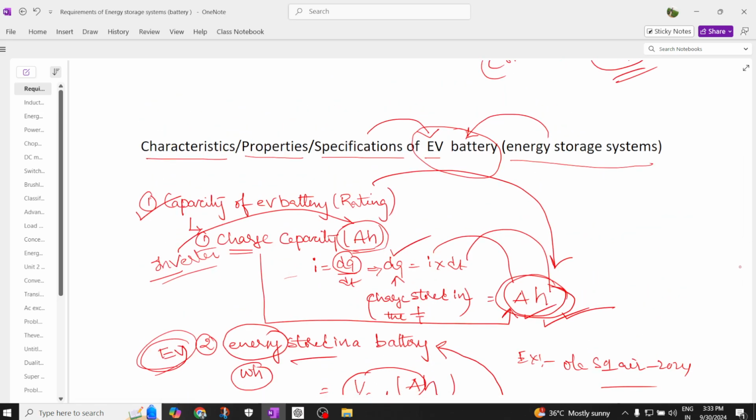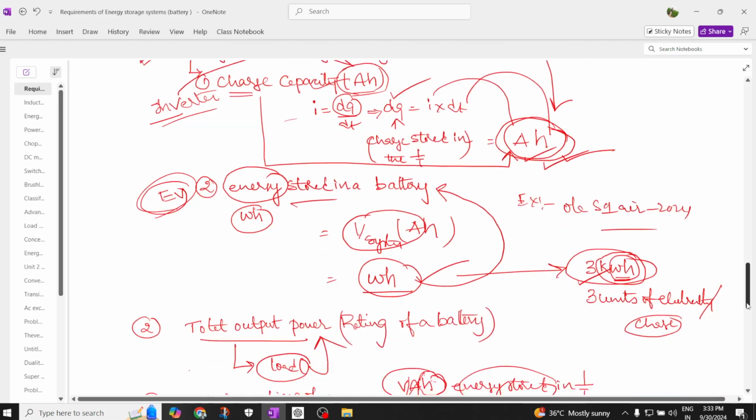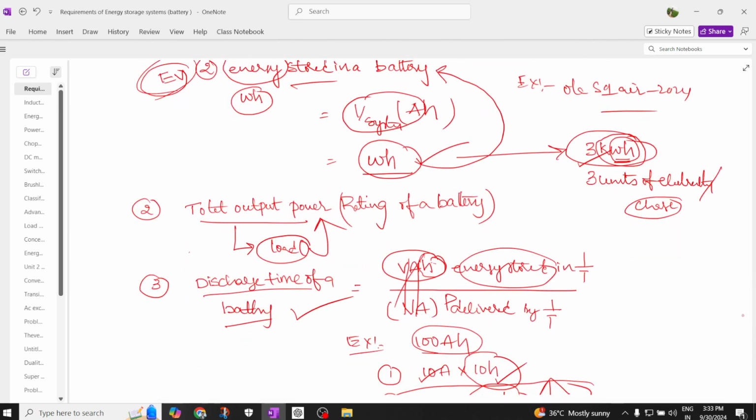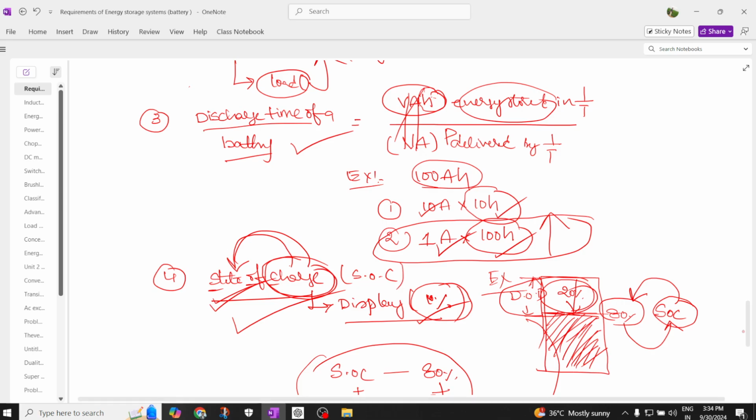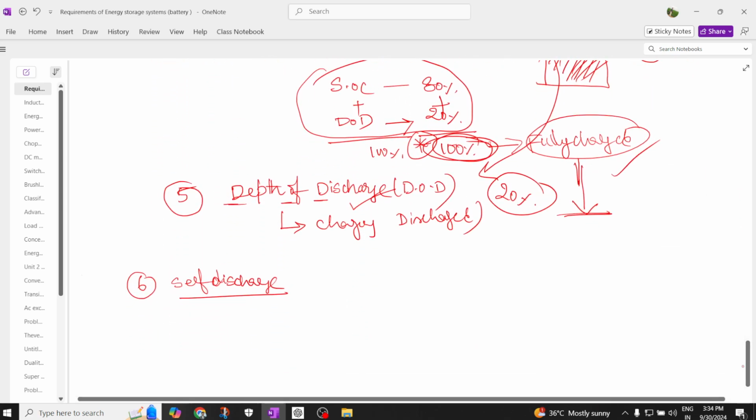First one is capacity of a battery in ampere hour. Next, capacity of a battery in watt hour. Next one is output power rating of a battery. It depends upon the type of loads connected. Next one, discharge of a battery is nothing but energy stored in a battery to the power. Automatically you can calculate the discharge time of a battery. Next one is state of charge, which is the amount of charging available. Depth of discharge is how much it has been already discharged. Next one is self discharge.